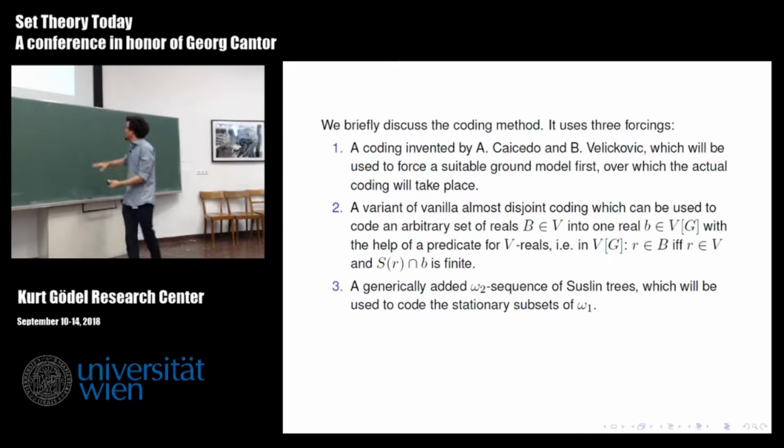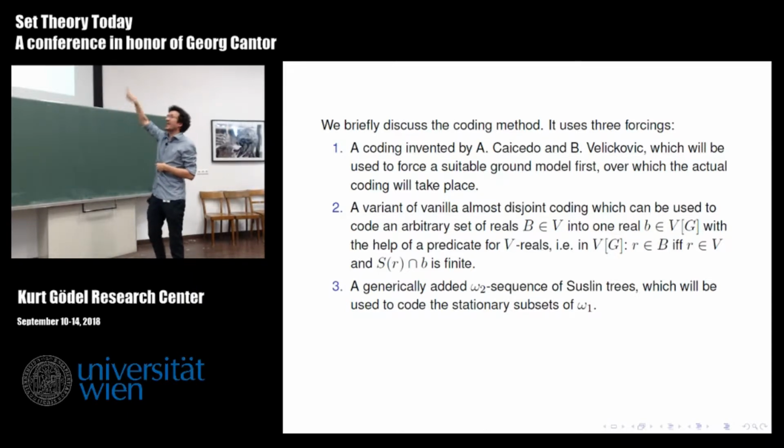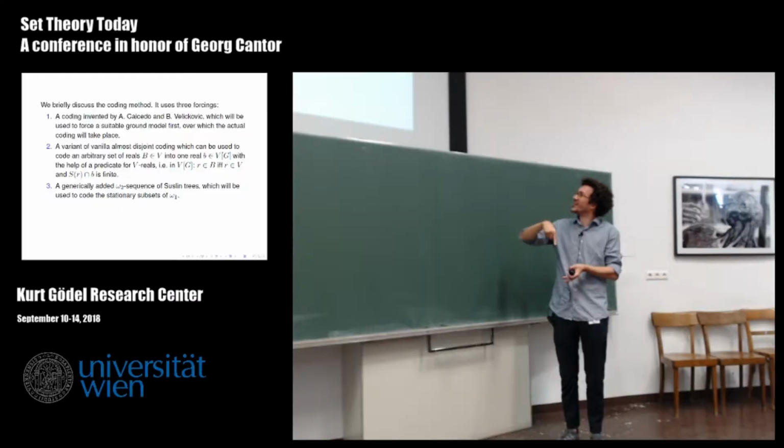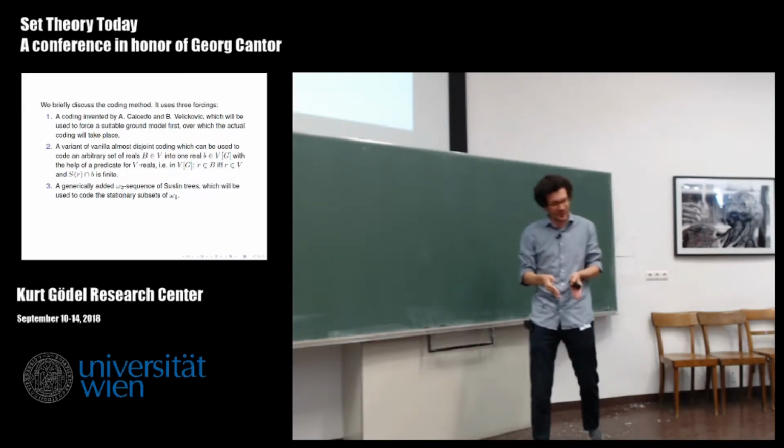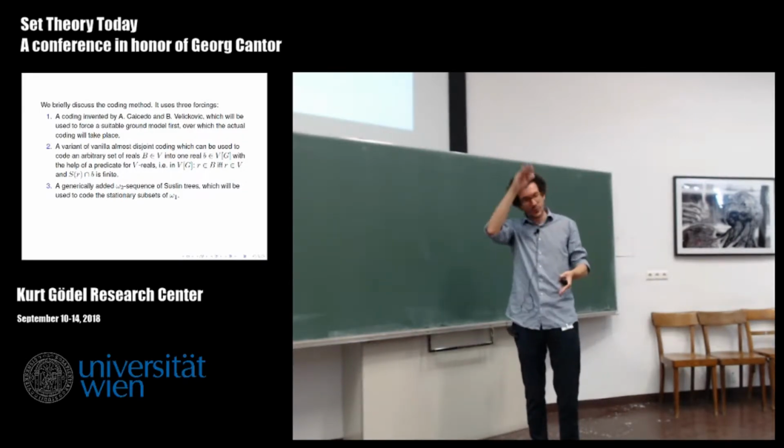Now we want to have objects in H omega 2 which we want to manipulate in order to inscribe, say, a predicate for being stationary. So we need many Suslin trees. Many Suslin trees we can kill and specialize at will. By that I mean that we have this omega 2 length sequence of Suslin trees, and this sequence should be independent, meaning that whenever we take finitely many of them and build their product, the product will still be a Suslin tree.